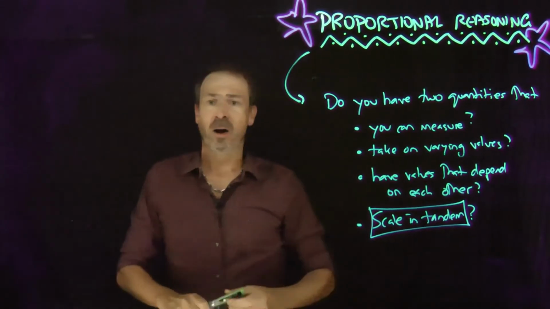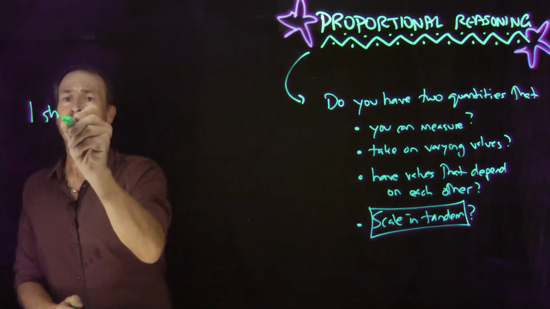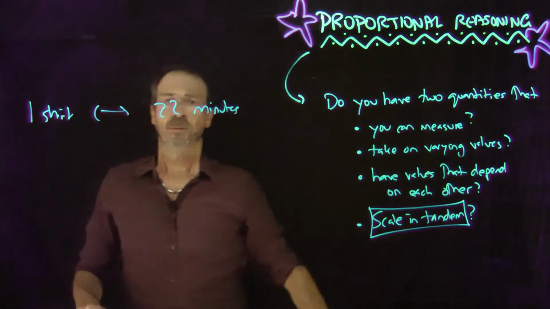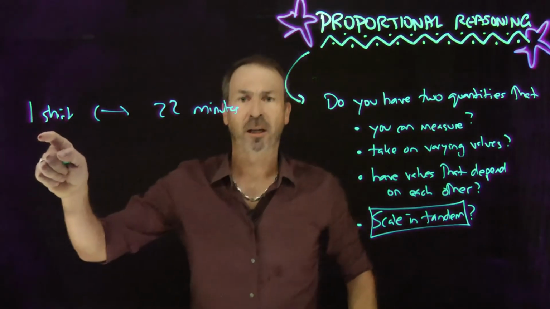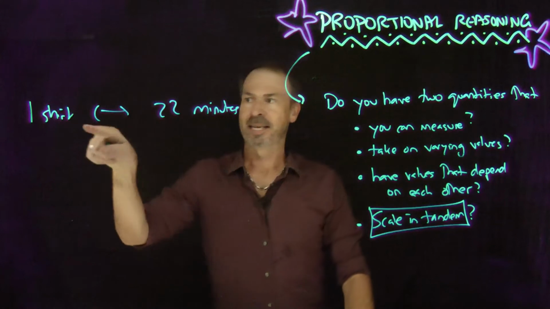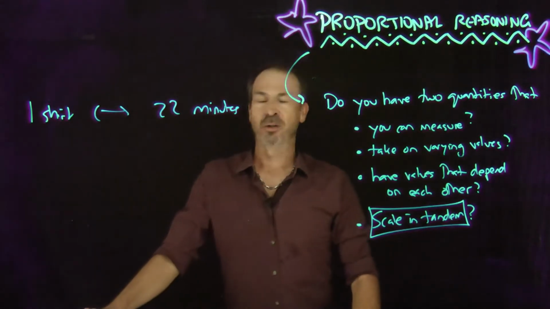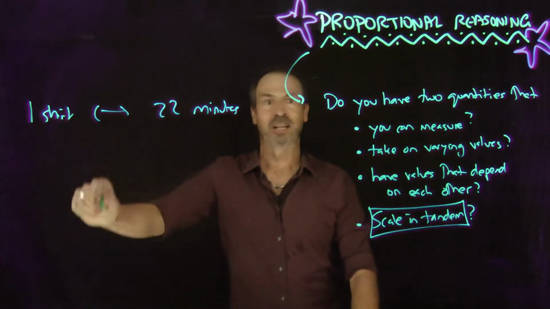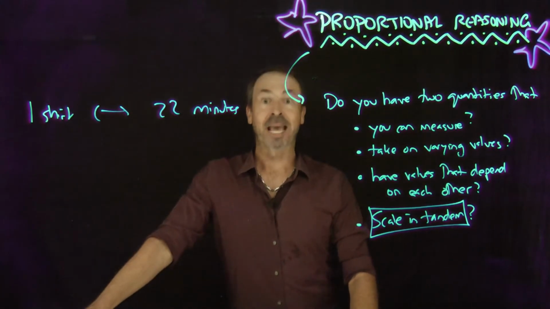I happen to know on my clothesline, one shirt takes 22 minutes to dry. All right. So, putting shirts on my clothesline outside, there's a number of minutes to dry. I've got two quantities there that I can measure, count of shirts and number of minutes. They take on different values, and the question is, do these values vary? Yeah, I can change the number of shirts, you bet I can. And do they scale in tandem?